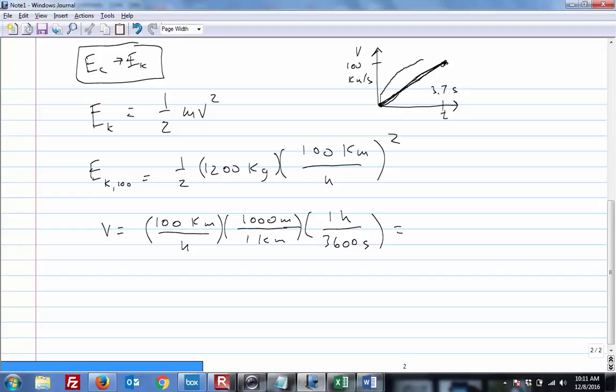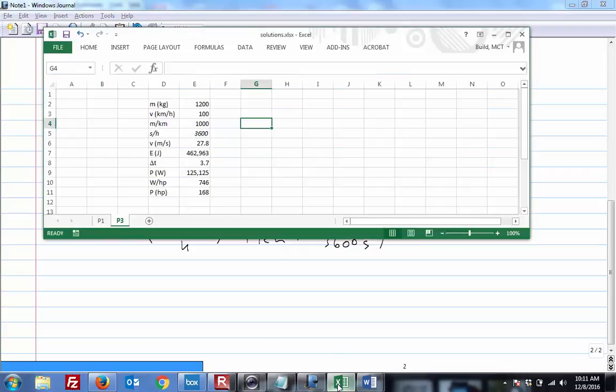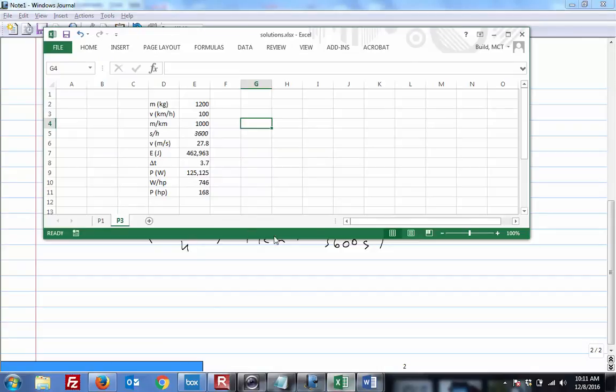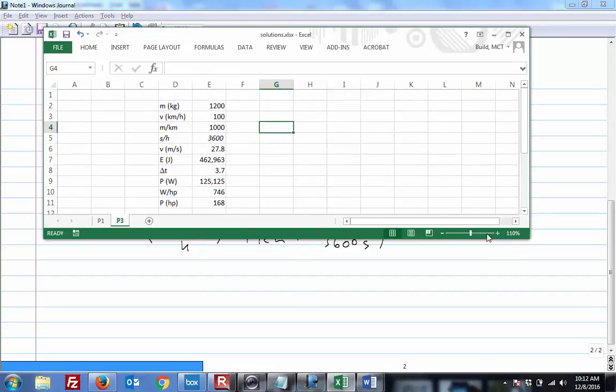We used the energy equation: E kinetic is 1/2 mv squared. We know that we have to convert from kilometers per hour to meters per second to use consistent SI units. So we did that in Excel also. So here's the mass of the vehicle.